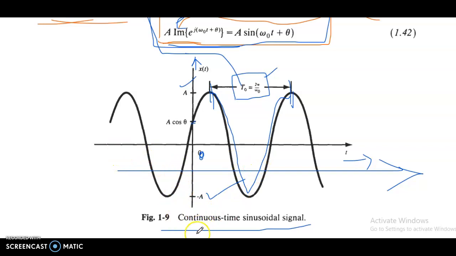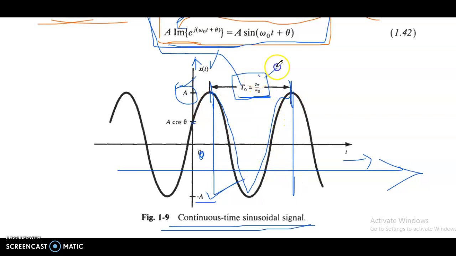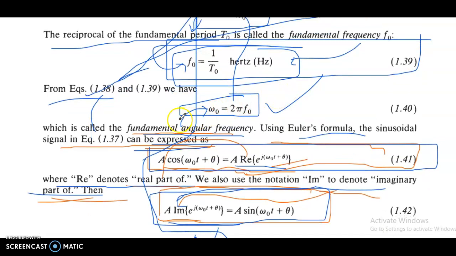Here is the continuous time sinusoidal signal. On the second side, that's why minus A amplitude, and here plus A amplitude. This is x of t from one peak value to another peak value, equal to T naught, that is equal to 2 pi divided by omega naught. Omega naught is the, sorry, fundamental angular frequency.